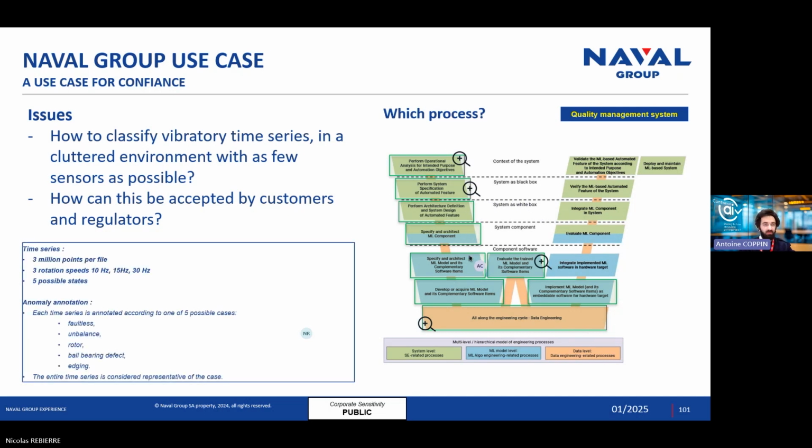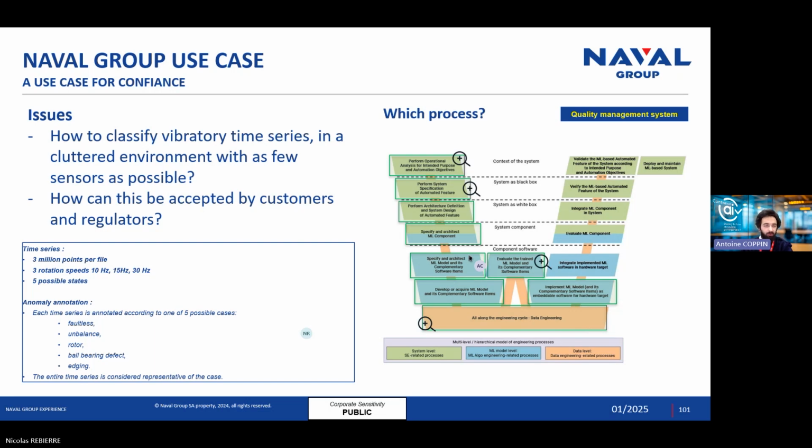So, what data did we have to test this method? We had time series of vibrations. We had 3 million points per file at 3 rotation speeds, 10 Hertz, 15 Hertz, 30 Hertz, on 5 possible states. So it was a classification issue. It was anomaly detection and mostly classification. Each time series is annotated according to one of 5 possible cases.